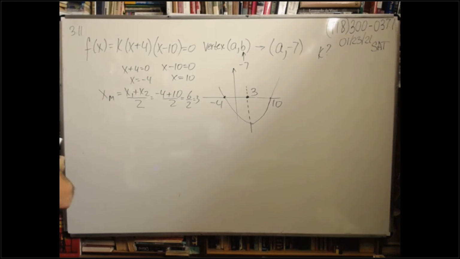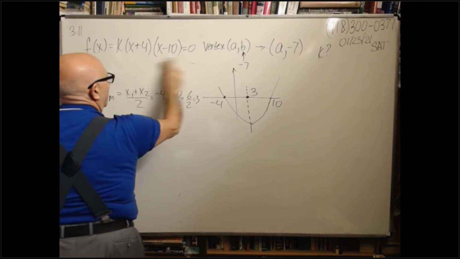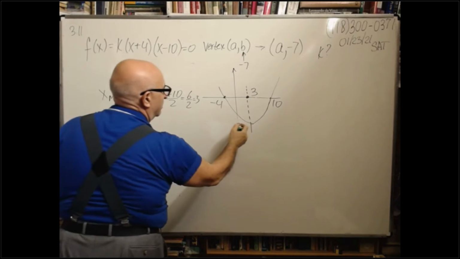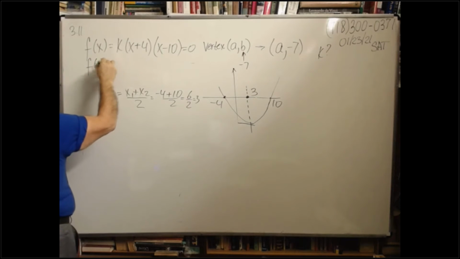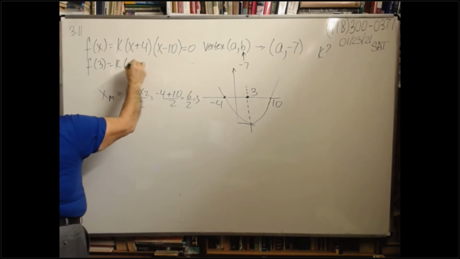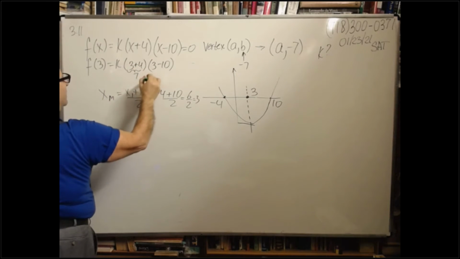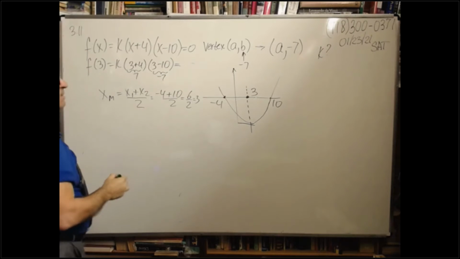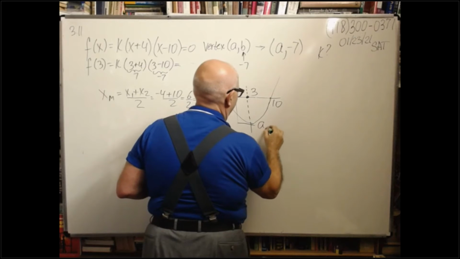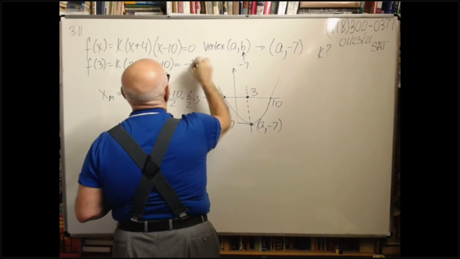So what if I plug in? I don't know where I write this equation again. Let me make more room. It would be faster. You can write it again. I want to find the value of y. How? Plug 3 into this equation. F of 3 equals k times 3 plus 4 times 3 minus 10. This is 7, and this is negative 7. And from another side, the coordinate of the vertex is negative 7. It means y equals to negative 7. This is given. So this equals negative 7.